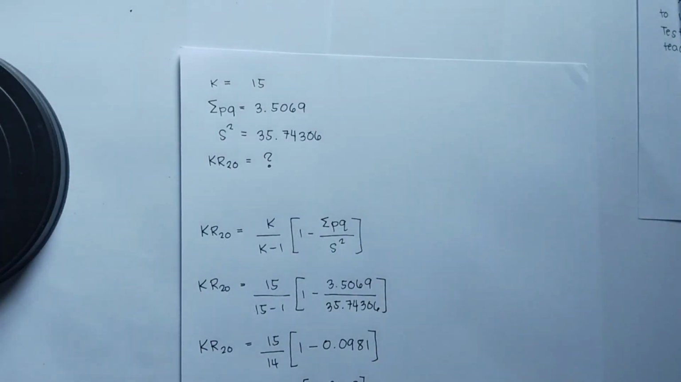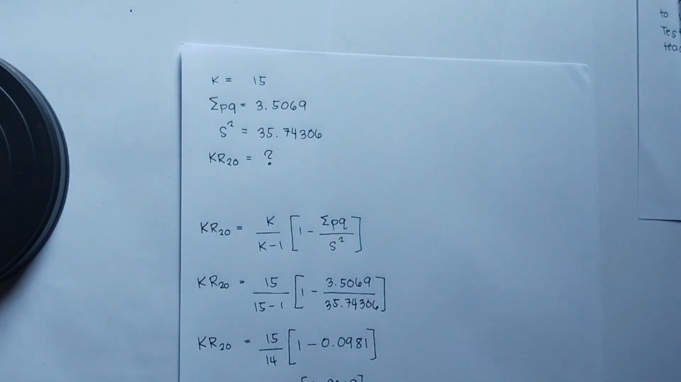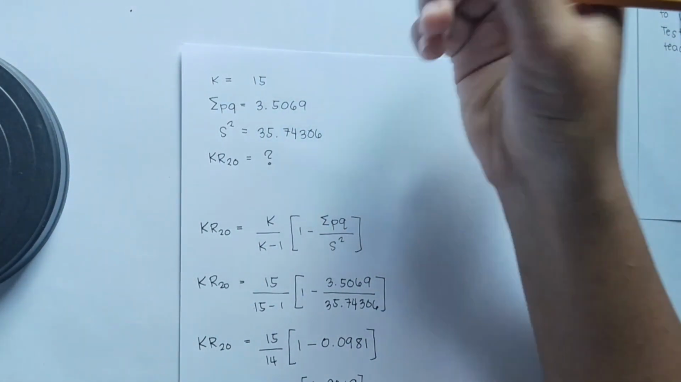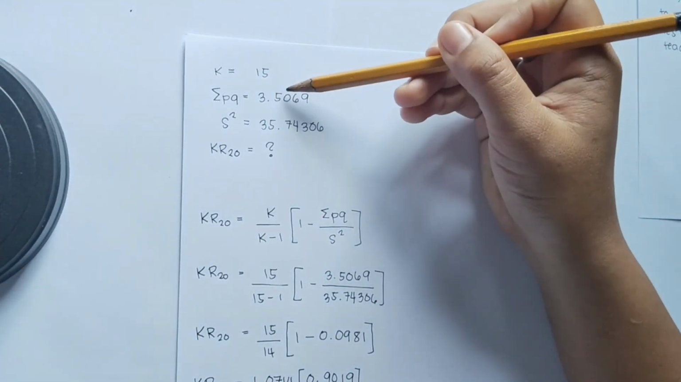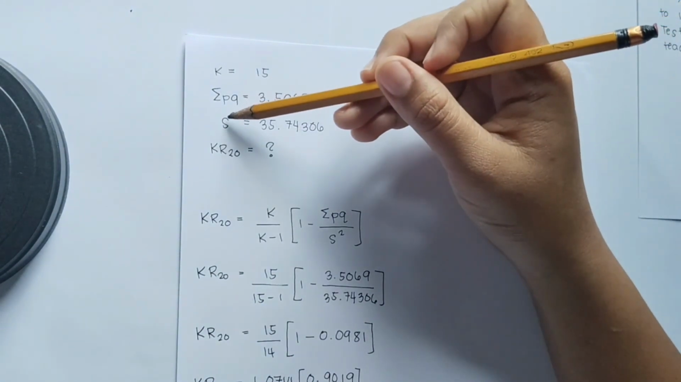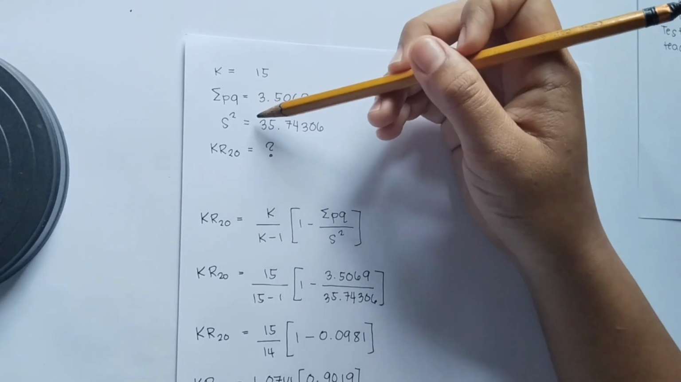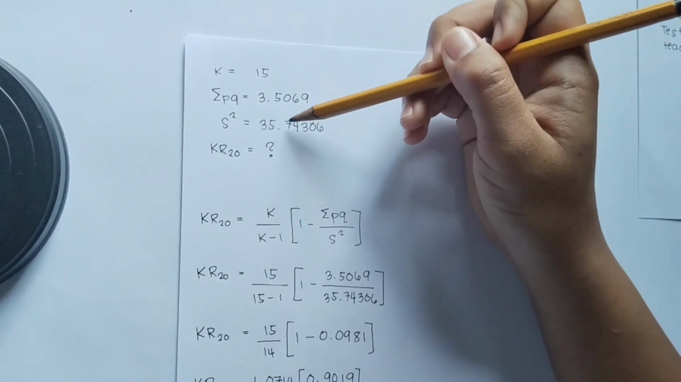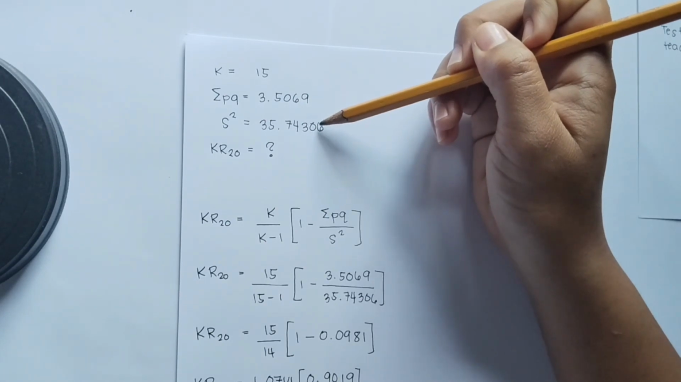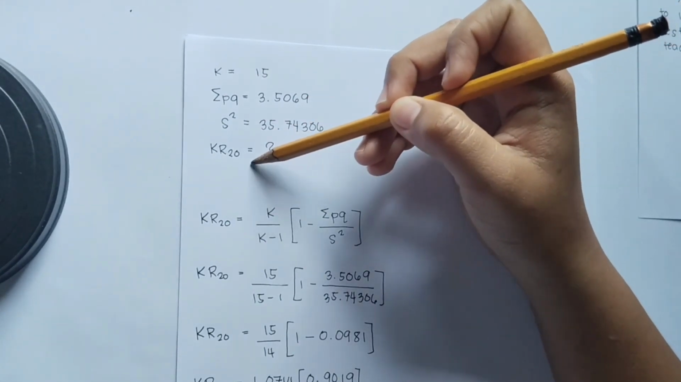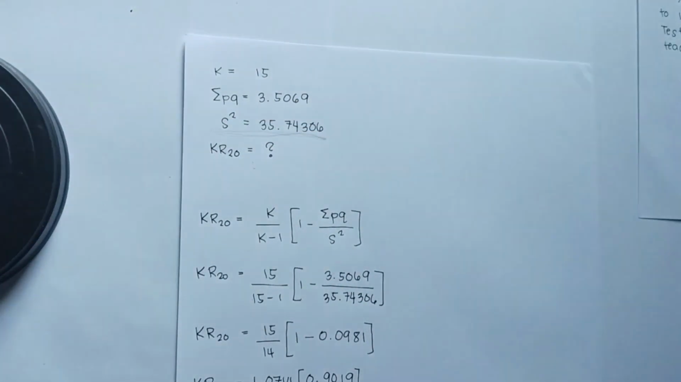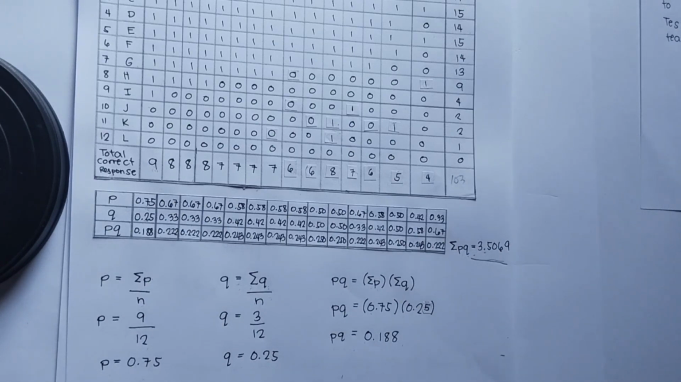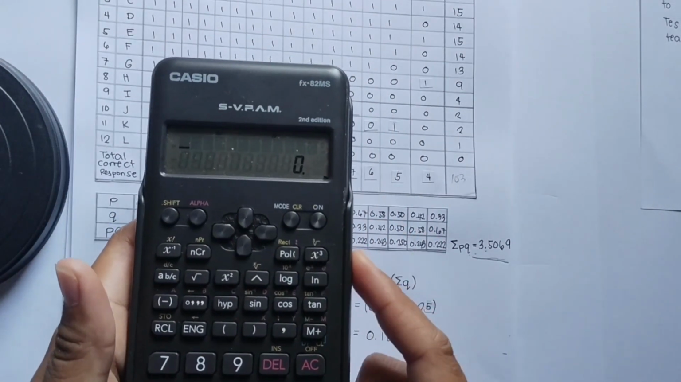At ngayon naman, para madali nating masubstitute yung kinakailangan kasi natin, ililista natin yung K is equal to 15, summation of PQ is equal to 3.5069, and the variance is equal to 35.74306. At yung hinahanap natin si KR-20. So, paano nga ba natin hahanapin or kukunin itong si variance? So, ngayon, kukunin natin si variance gamit itong calculator.